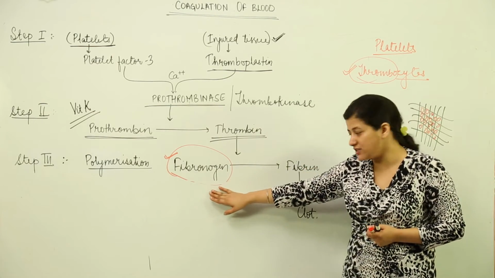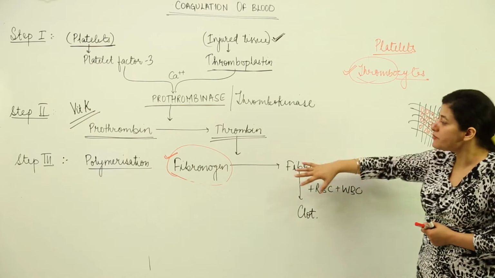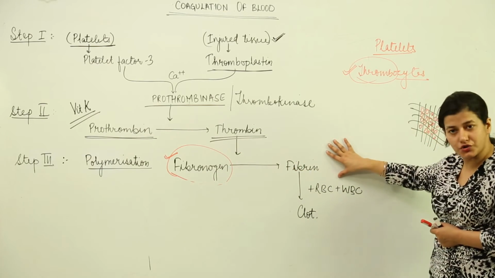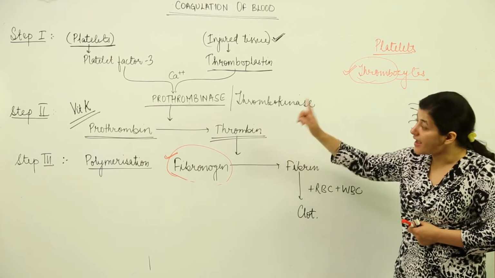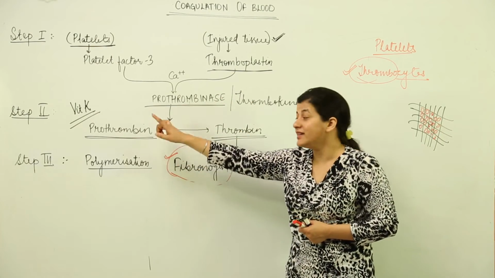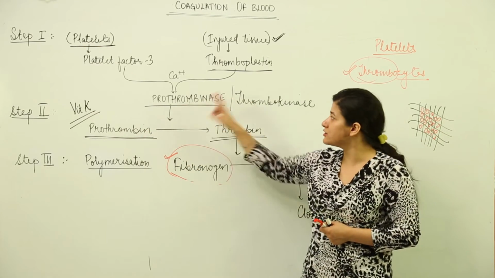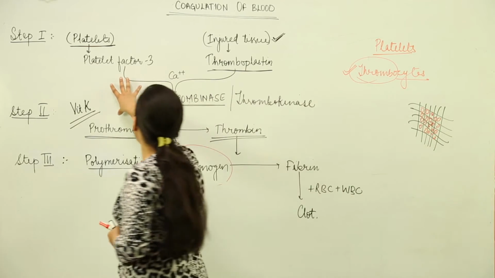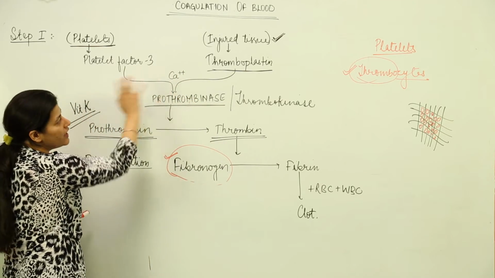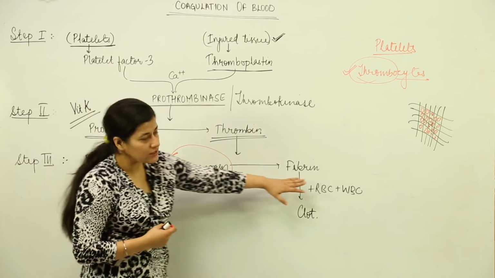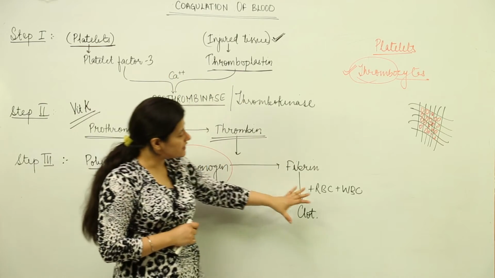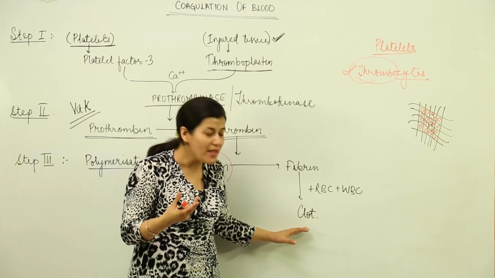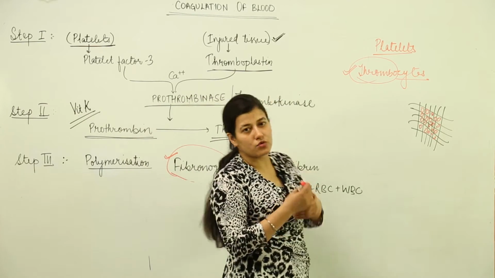So the fibrinogen gets converted to fibrin. Fibrinogen is already present, not formed. It is already present in the plasma. It gets converted to fibrin in the presence of thrombin, that was formed from prothrombin, that got converted to thrombin in the presence of thrombokinase, and this thrombokinase was formed as a result of interaction of platelet factor 3 and thromboplastin in the presence of calcium. When this fibrin is formed as a result of all these steps, it combines with RBCs and WBCs which are coming out of the damaged blood vessel, and it forms a clot. So this is all about coagulation of blood.